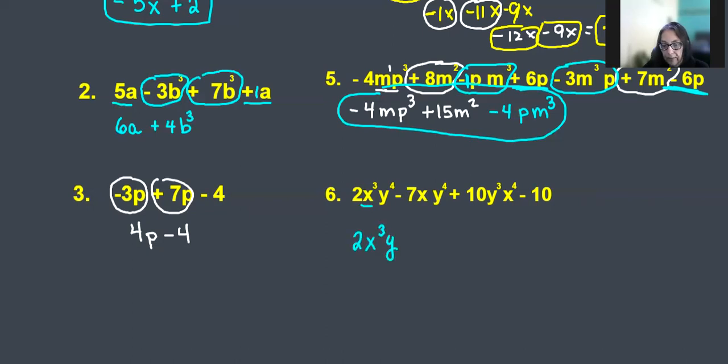Now, I've got an x. We're done with this one if you want to cross it off. Now, this one has a plain x to the 1. This one doesn't. This one doesn't even have an x. So there's no like terms there. Now this one has a y cubed. This one doesn't have any letters, so they're not like terms. And then you have your minus 10. So there was nothing I could combine in this last problem because there were no like terms.